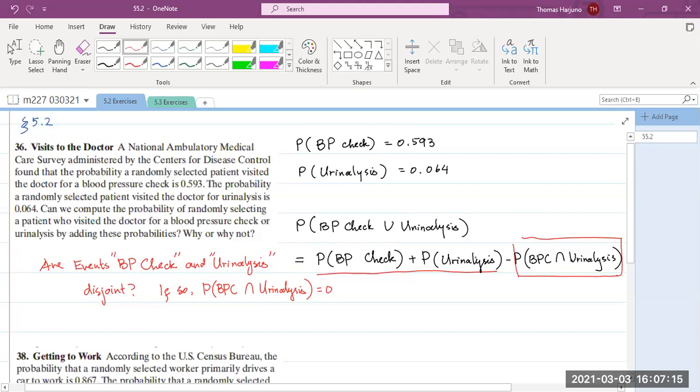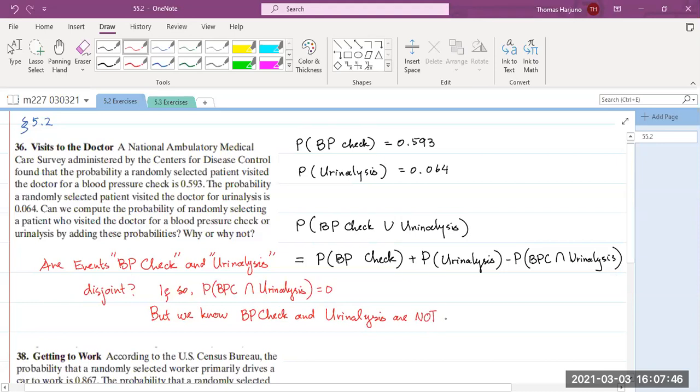But what we know is not that. We know the blood pressure check and urinalysis are not disjoint, such that the intersection is not equal to 0. Therefore, we can't just add them.